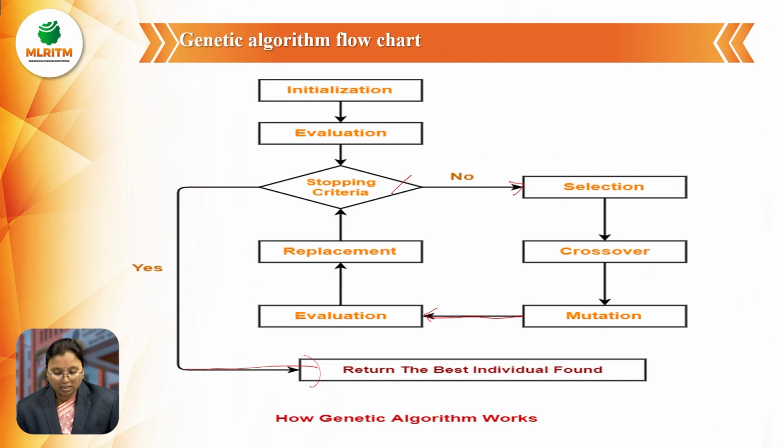Then we will go for the algorithm: selection, first initialization, then evaluation. If the condition is not satisfied, then we go for selection, which we have to do already. So that is 28 and 18. Then after crossover, we will get the new child. Then after mutation, one bit changes. Then we go for the evaluation and replacement. Then again we check the condition.